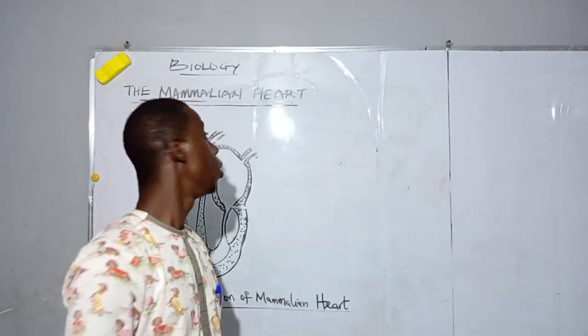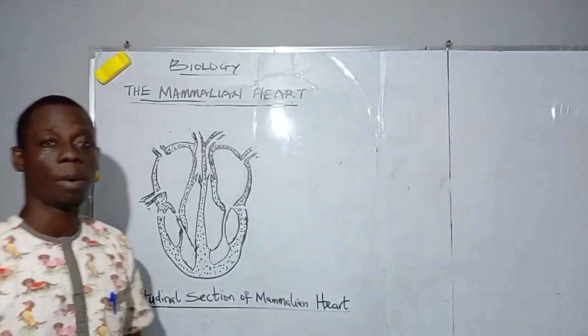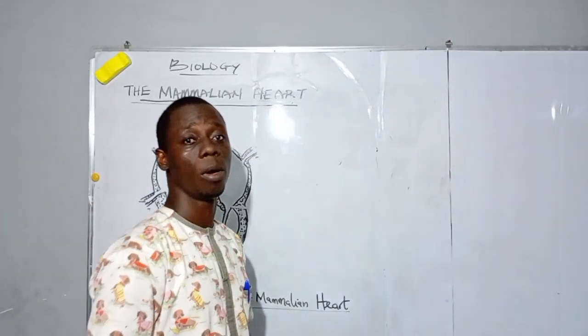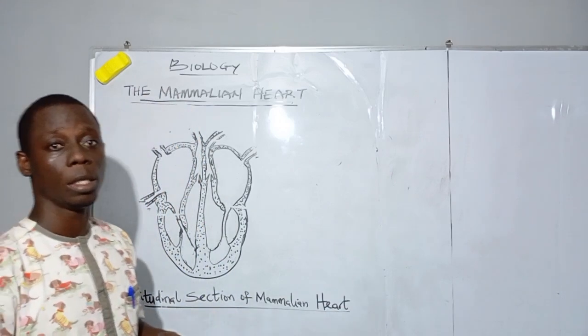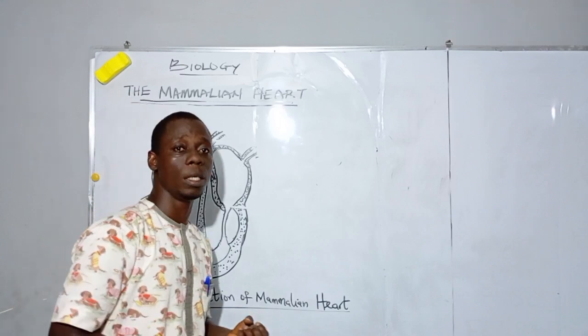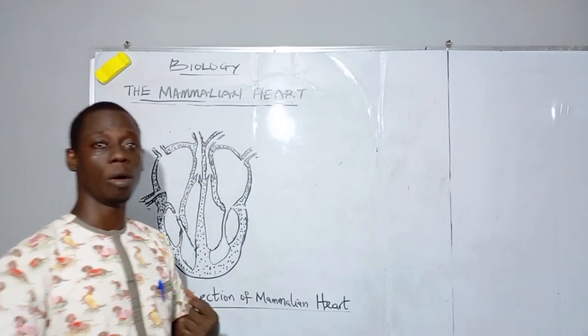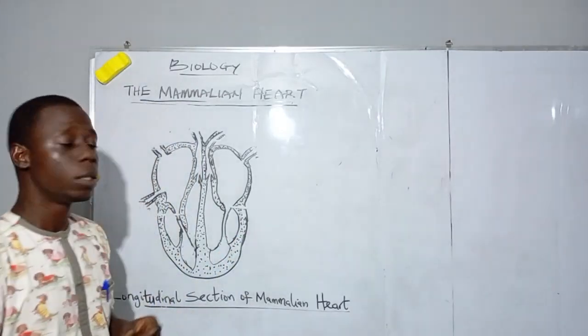In this video, we'll be talking about the mammalian heart. The mammalian heart is an organ that pumps blood around the body, and it is located in the thoracic cavity, in between the lungs, at the back of the breastbone, that is the sternum.